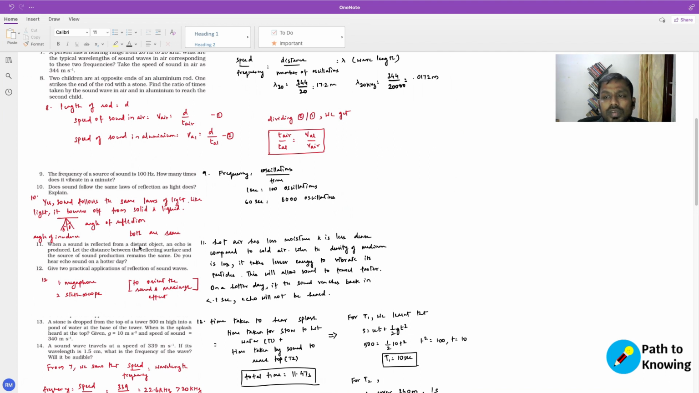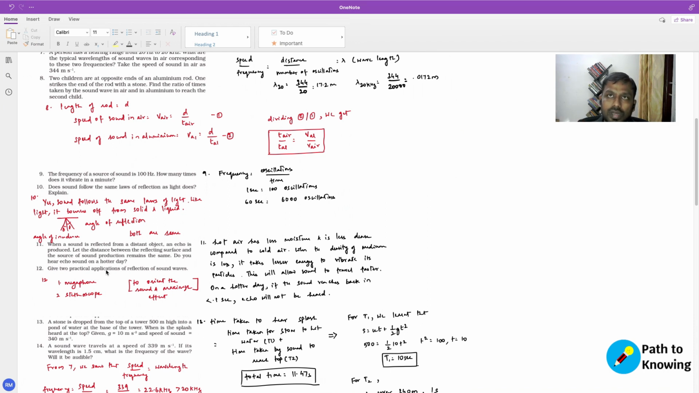When a sound is reflected from a distant object, an echo is produced. Let the distance between the reflecting surface and the source of sound production remain the same. Do you hear echo sound on a hotter day? Okay. Hotter day, we know that, means the temperature of the medium is higher, right, as compared to a regular day. And we know that sound travels faster when the temperature of the medium rises, right? So on a hotter day, the sound is going to travel much faster than on a normal day.